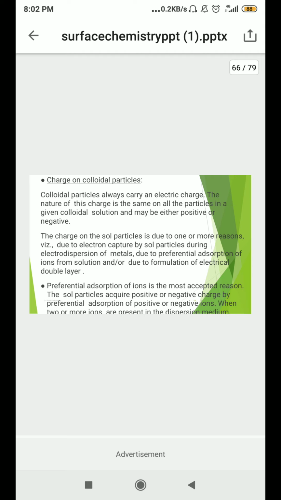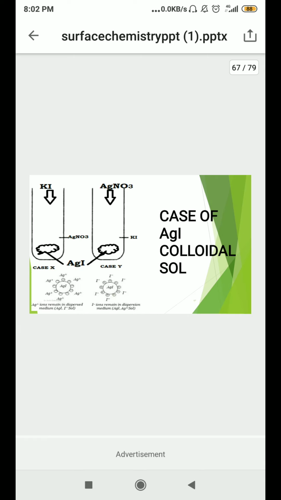When two or more ions are present in the dispersion medium, there will be attraction or repulsion also. Here you can see in one I have shown the KI, and in the second part I have shown the silver nitrate solution. What happens when they come in contact with each other? There will be formation of a precipitate, silver iodide. So it is a case of an AgI colloidal sol. Here you can see silver ions get accumulated and remain in the dispersion medium in silver iodide sol, and secondly iodide ions remain in the dispersion medium in silver iodide sol. So this is a wonderful pictorial presentation of how a colloidal sol forms when potassium iodide solution reacts with silver nitrate.